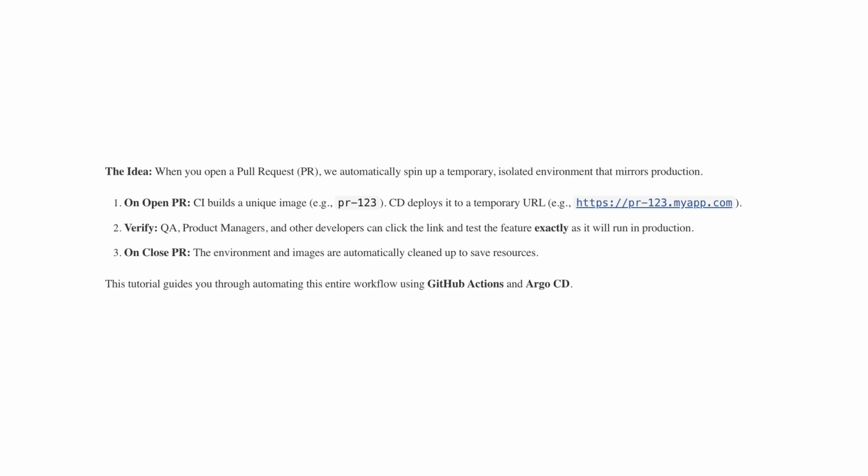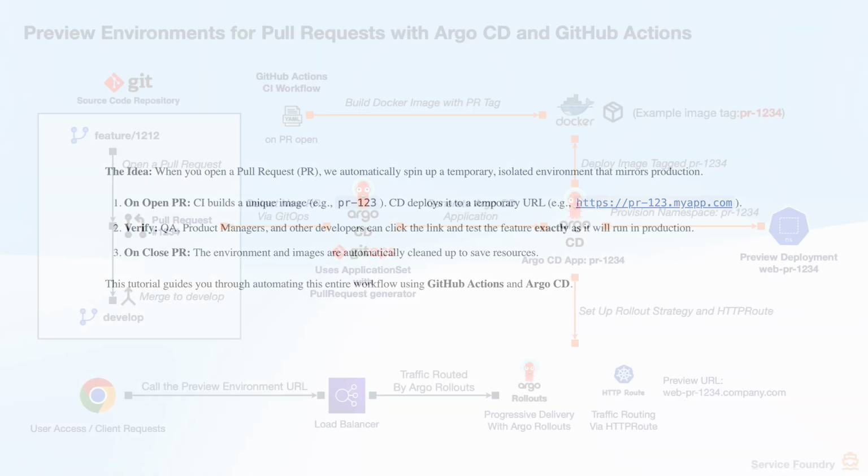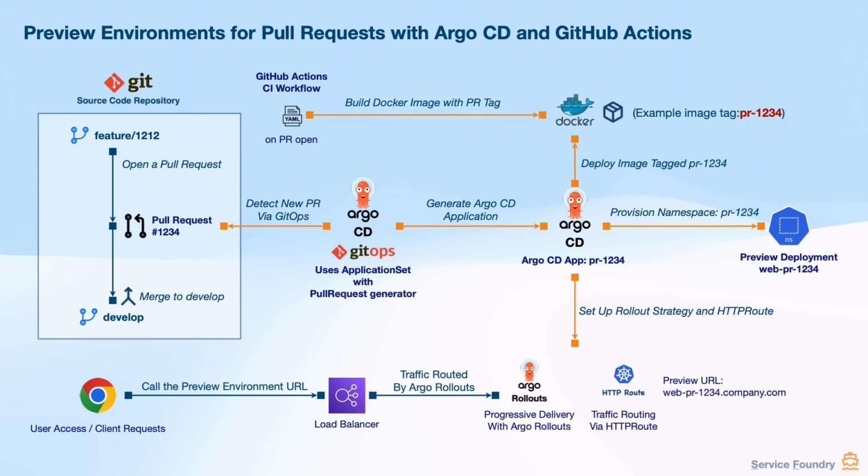This tutorial guides you through automating this entire workflow using GitHub Actions and Argo CD. By the end of this guide, you will be able to provide your team with fully automated preview environments. This enables shift-left testing, allowing you to catch integration issues before merging to the main branch.